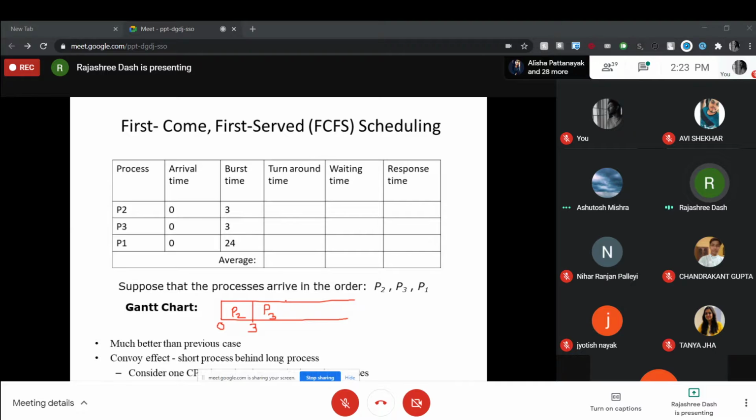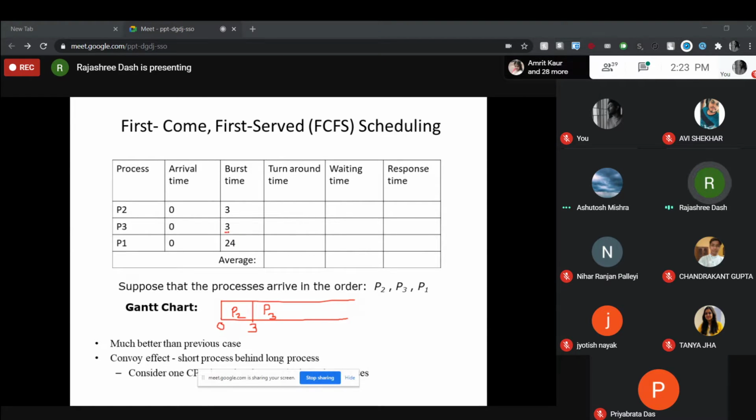Now P3 has the CPU burst time 3. So it will continue up to how much? 6. This 3 is the starting time of P3 plus the burst time 3. So the finish time for P3 is 6. After that P1 will start. And as for P1 the burst time is 24. So 24 plus 6 is 30. So P1 will complete at time 30.